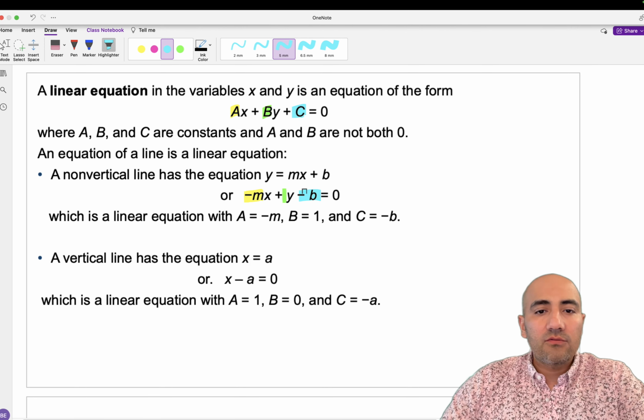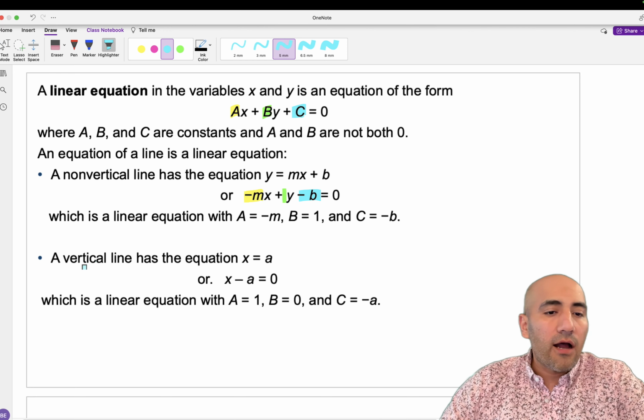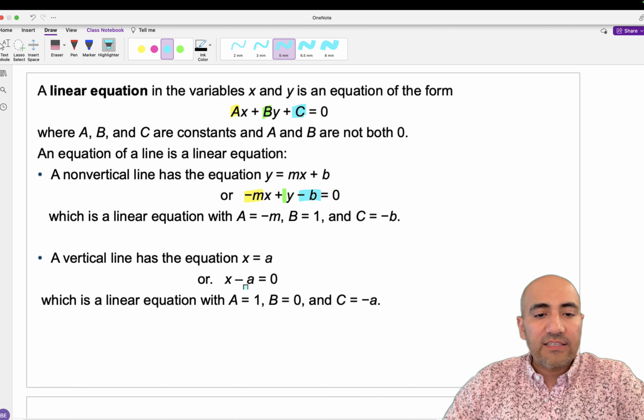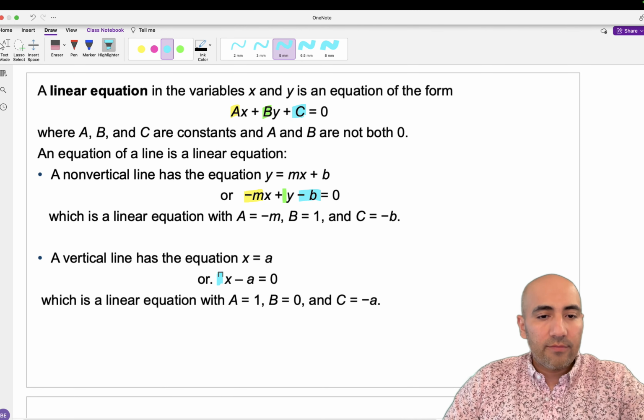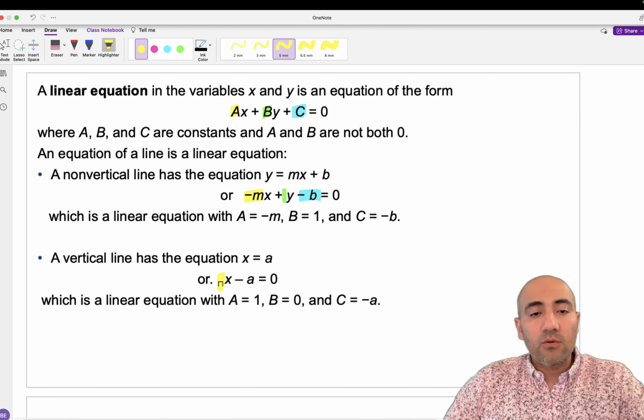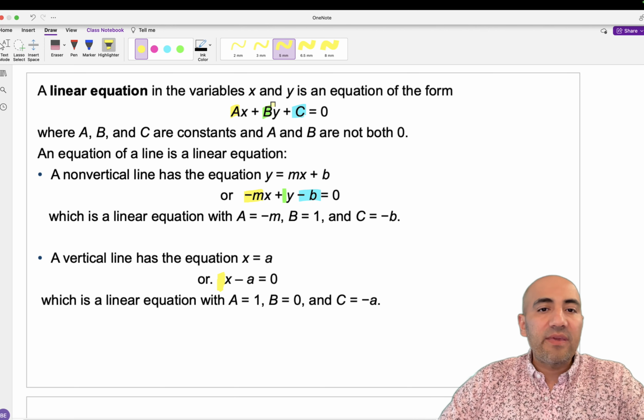So I'm just showing you that we can take the equation of a line and manipulate it to fit this more generic form of an equation of a line. A vertical line has equation x equals a, where a is some constant. If we subtract a from both sides, we get this. Now it fits this form where the capital A is the constant out in front, which is a 1. And for the b, there is no y, so therefore the b is a 0.